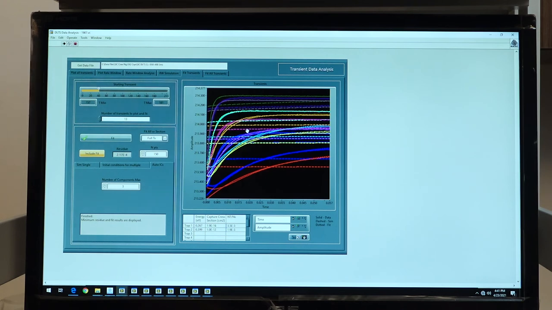Till now, we were taking two samples using the rate window, and we were just working on those two samples. The rate window analysis is very fast, and therefore is commonly used for quick access to the trap information. But for a detailed and accurate analysis, fitting transient analysis is the best way. So this module comes with multiple features.